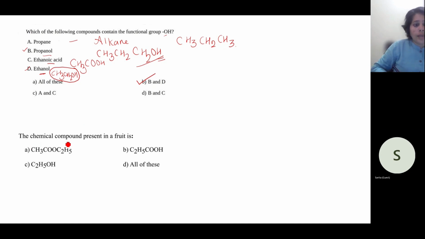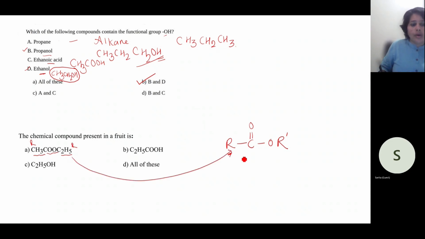Next question. The chemical compound present in a fruit. So fruits contain mostly esters only. So what is the formula for ester? The functional group is RCOOR, where R is an alkyl group. So here let's see which one will be similar to this. First is methyl group, C double bond O, O, carboxylate group, and then C2H5 group. So it contains this RCOOR.